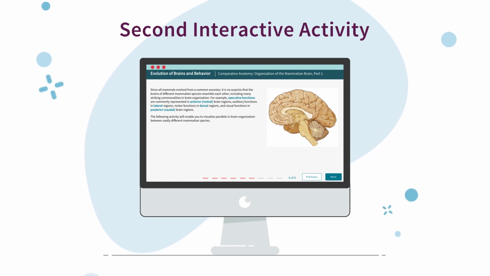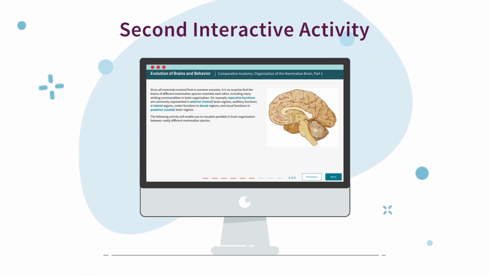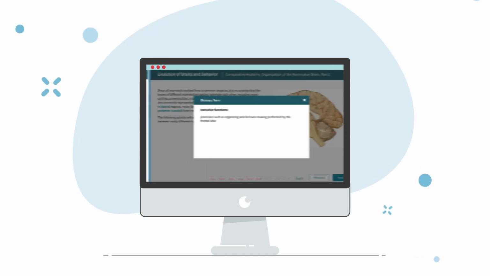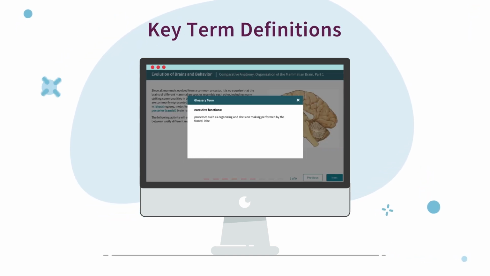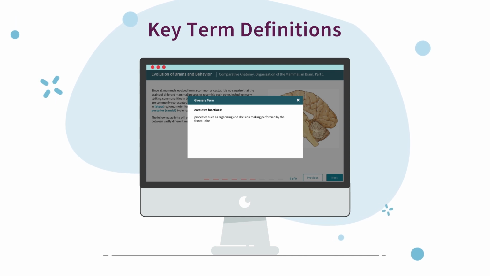In this case, students are asked to use the activity to help visualize parallels in brain organization between vastly different mammalian species. Students are also able to click on key terms to remind themselves of definitions so that they can apply this understanding to the simulated research study.